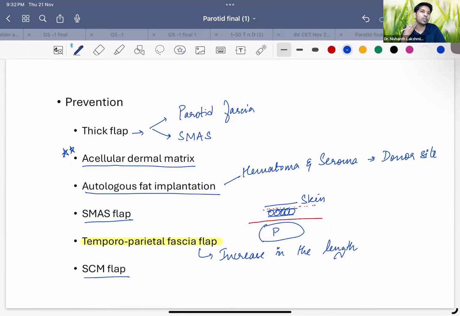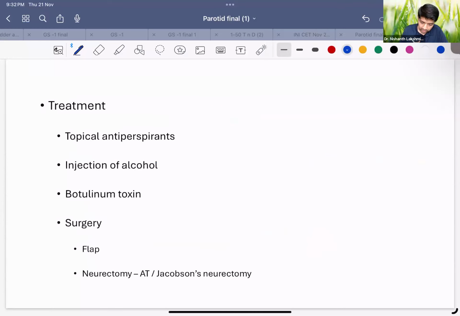And of course, the last one is to use a sternocleidomastoid flap. Okay, if you have done a very extensive resection and there is nothing there for you to cover that area, detach a little bit of the sternocleidomastoid and cover that area.